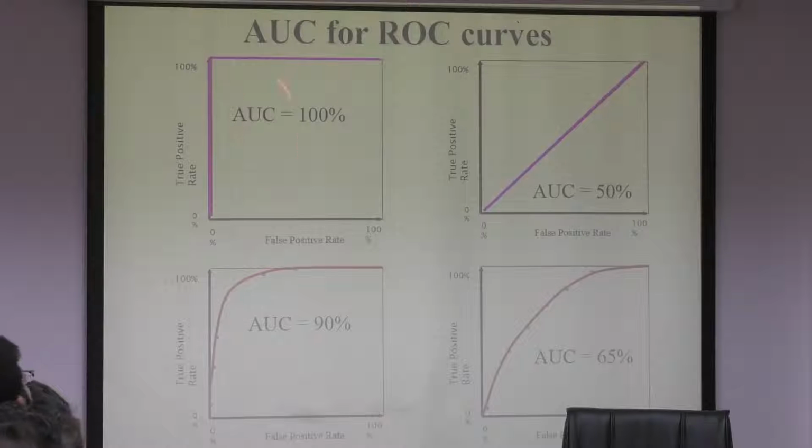It's 100%. It's idealistic. It's non-existing. It is 50%. It means it doesn't help a lot. This is a very good test. This is an average moderate test.